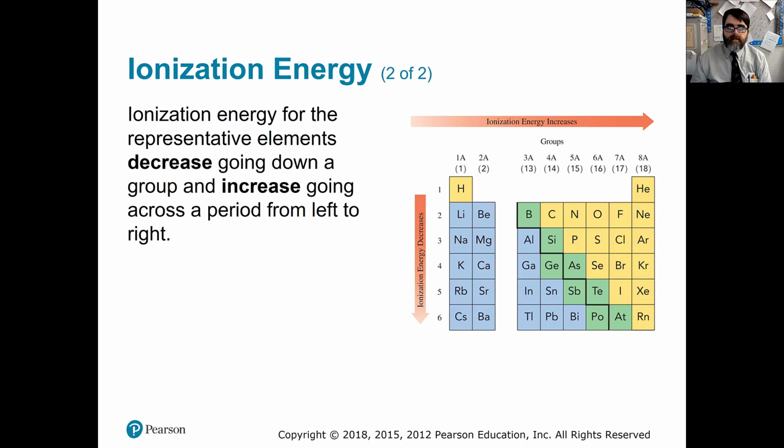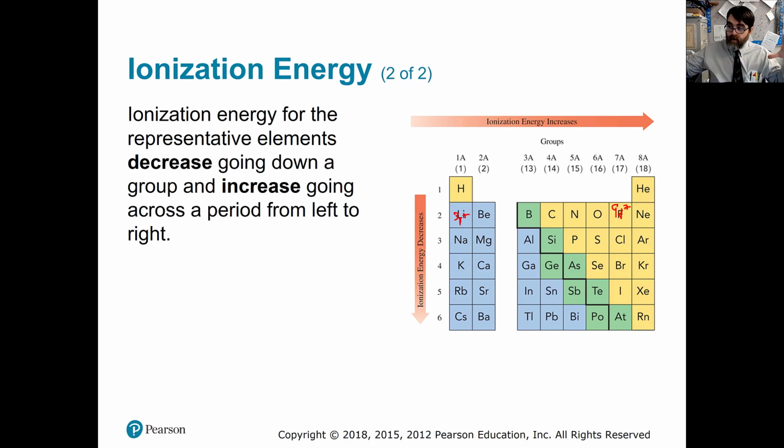Well, if you think about it, the smaller the atom is, the closer those electrons are going to be to a more highly charged nucleus, the harder it's going to be to pull an electron away. The 9 protons here in fluorine are going to hold on to their electrons more strongly than the 3 protons in lithium.